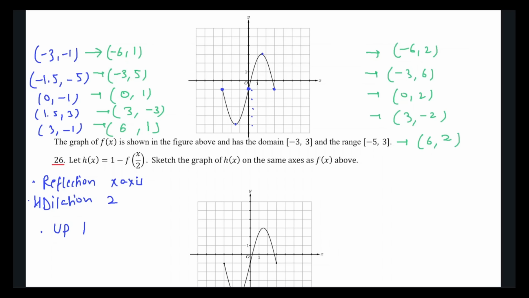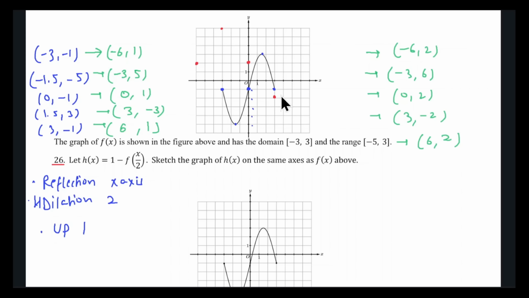Okay, all right, let's try to plot these guys. So negative 6 comma 2, 1 2 3 4 5 6. Negative 6 comma 2 is right here. Negative 3 comma 6, negative 3 is here. 1 2 3 4 5 6 right here. And then 0 comma 2 is right here. And then 3 comma negative 2 is 1 2 3 and 1 2 negative 2 right here.